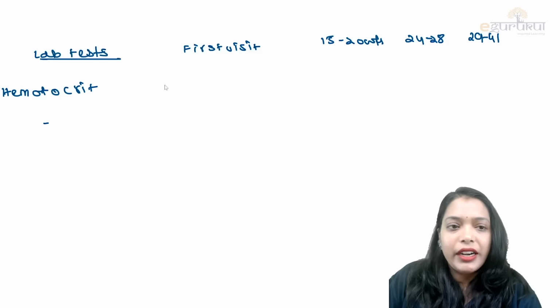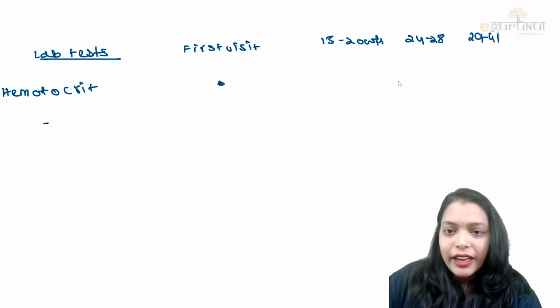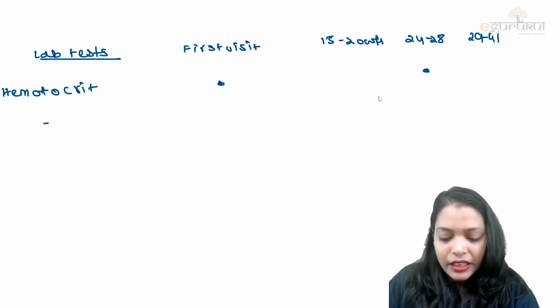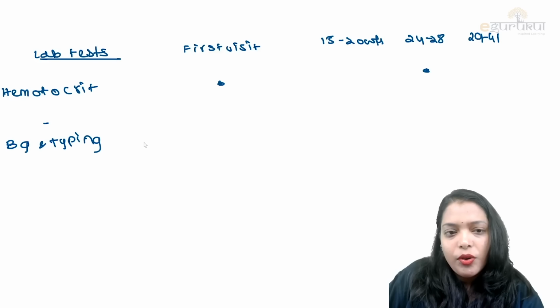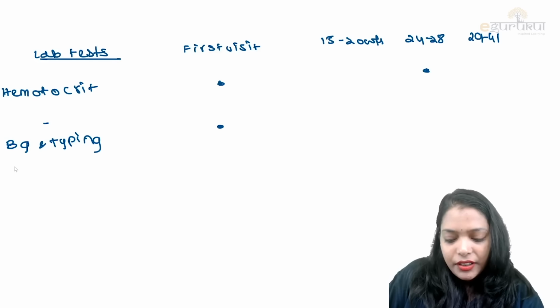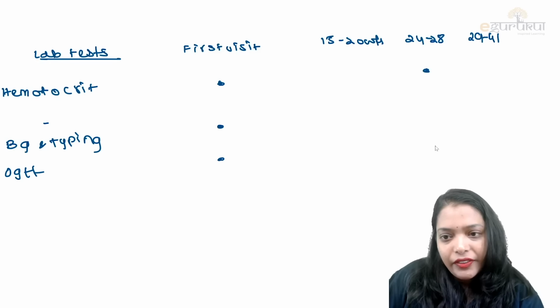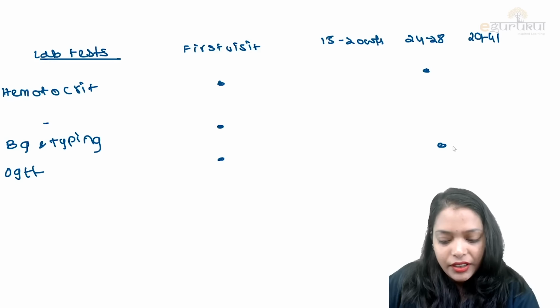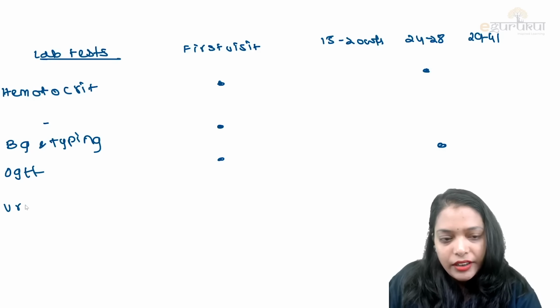So hematocrit should be checked at the first visit and again repeated at 24 to 28 weeks, right? Blood grouping and typing, yes, first I'm writing what we already know, at the first visit. Next, the glucose tolerance test, OGTT, at the first visit and again repeated at 24 to 28 weeks. Next, we normally do the urine culture.